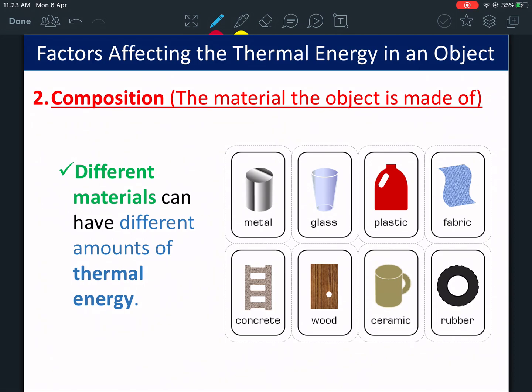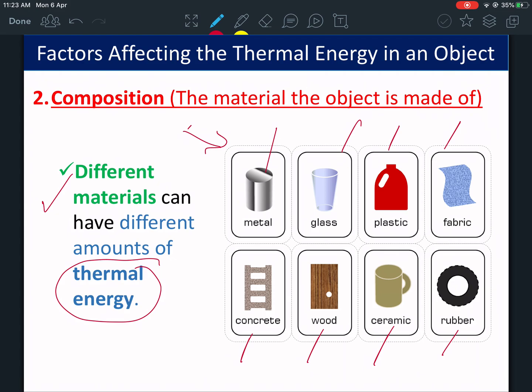Number two is composition, the material that the object is made of. You don't need to know which material has more thermal energy. All you need to know is that if there's a different kind of material, it would probably have different thermal energy. So metal would probably have thermal energy that's different from glass. Glass will probably have thermal energy different from plastic. Each one of these is a different material and would probably have different amounts of thermal energy. That's all you need to know on this. So composition means what the material is made of.